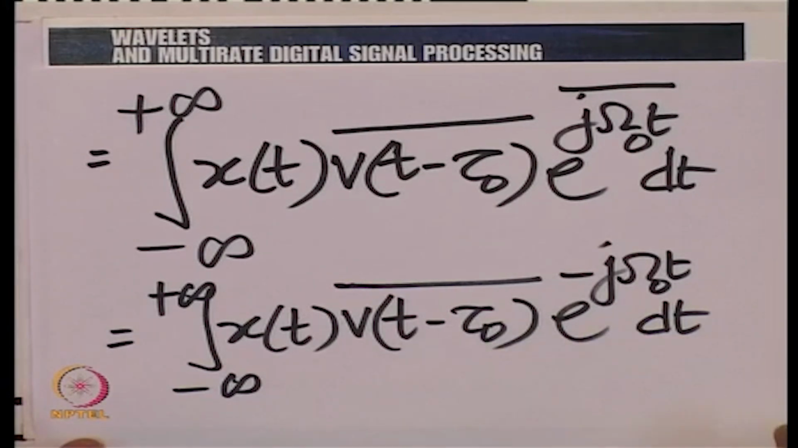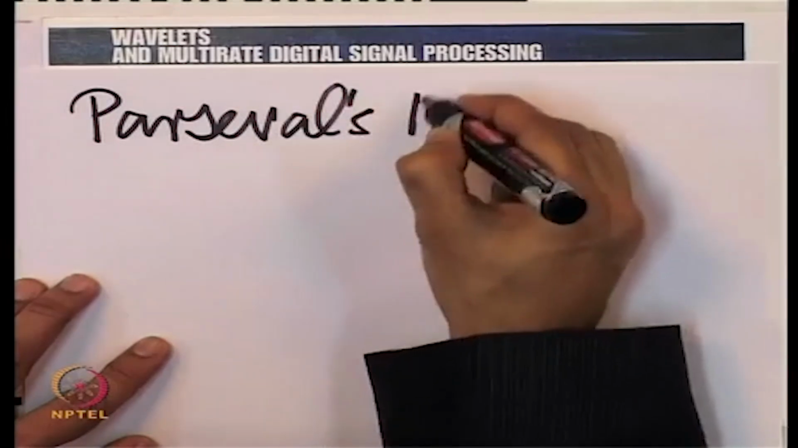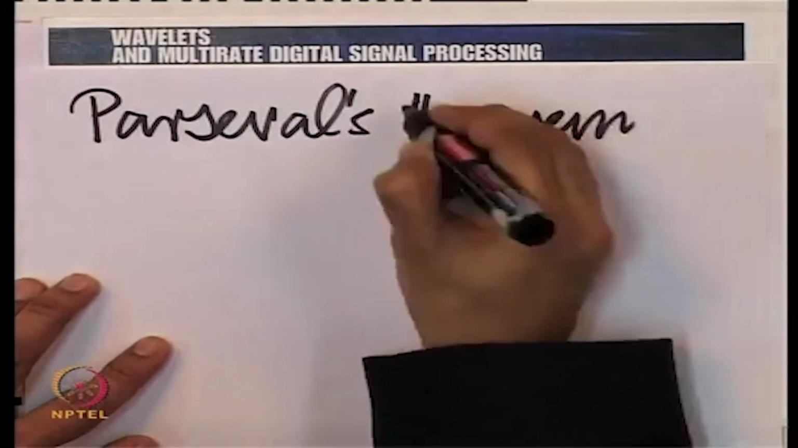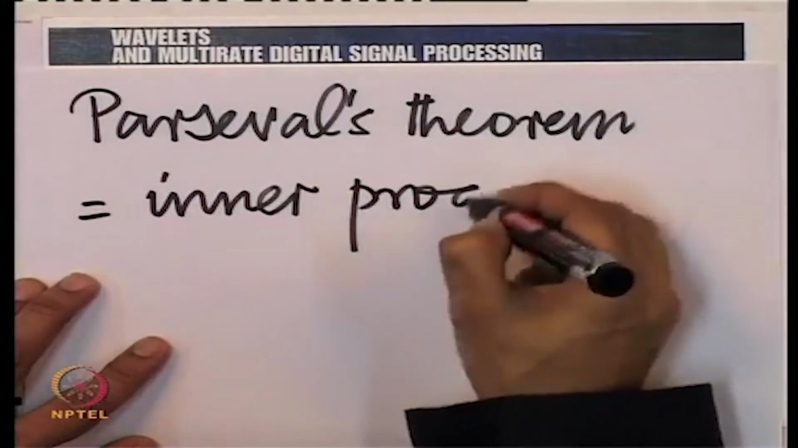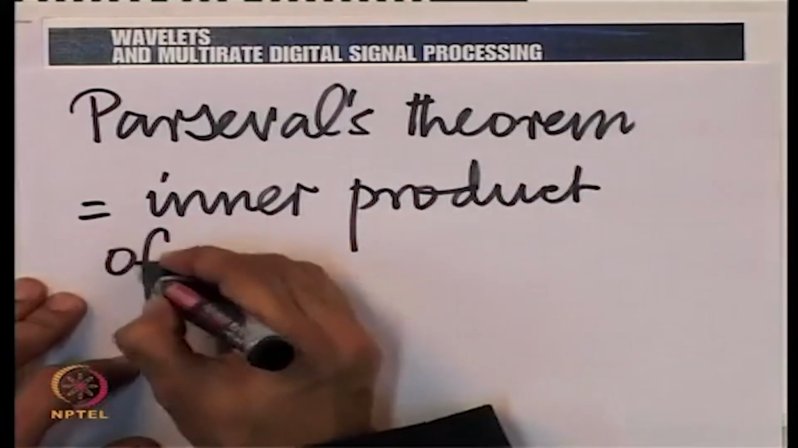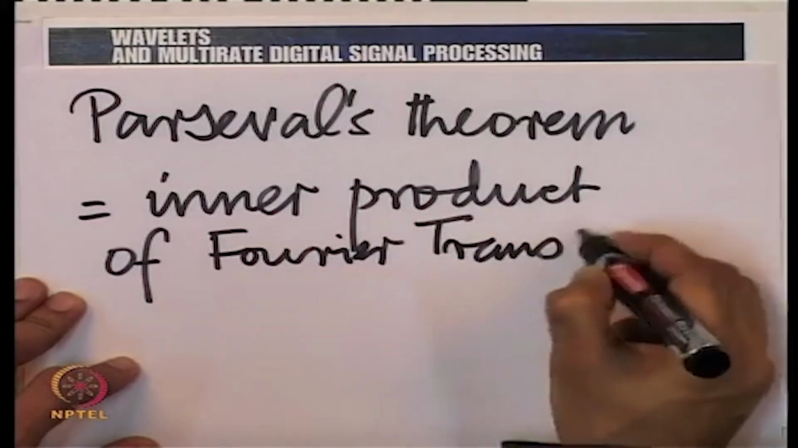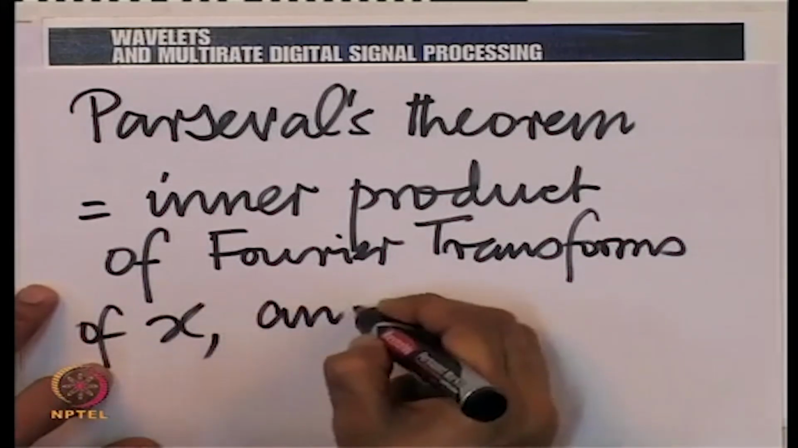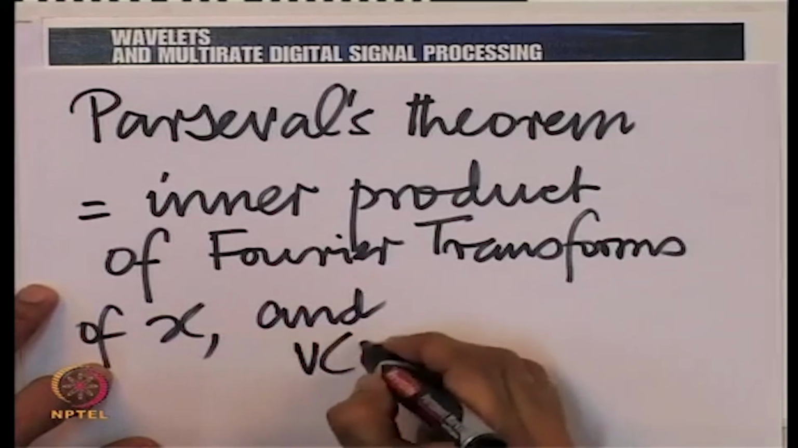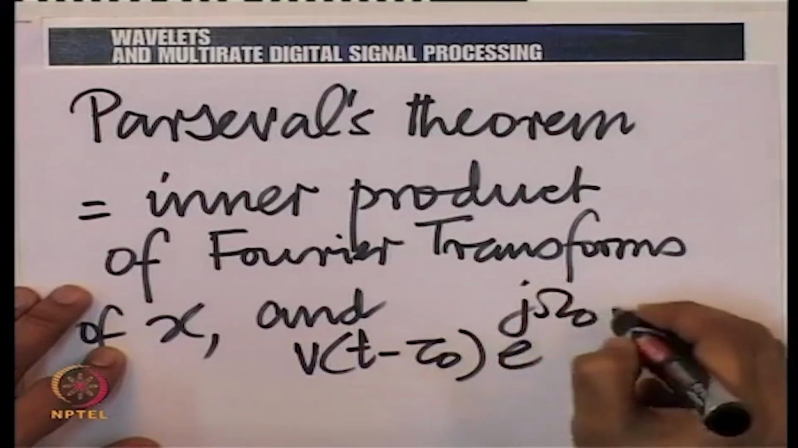Now, if we invoke Parseval's theorem on this, what does it give us? Parseval's theorem says this is also the inner product of the Fourier transforms of x and v translated by tau naught and modulated by capital omega naught.